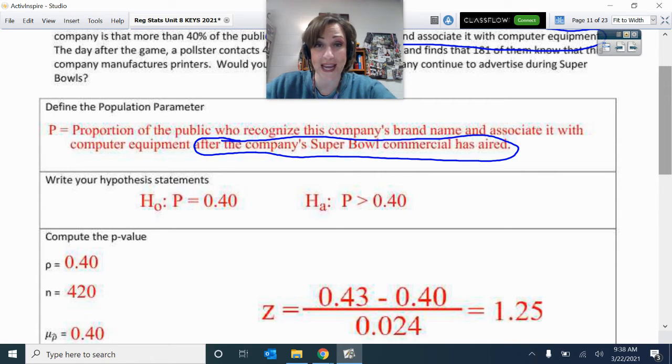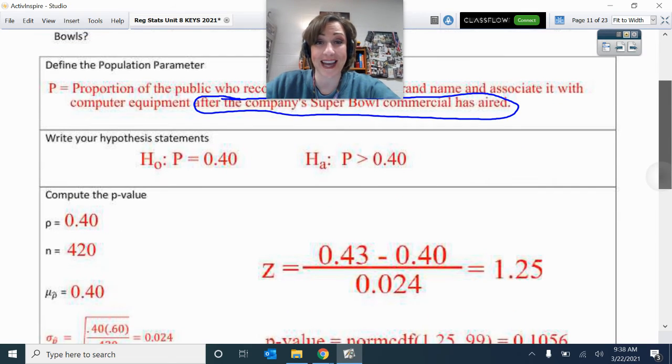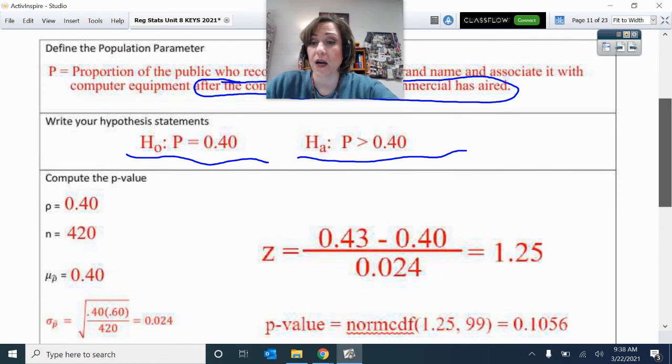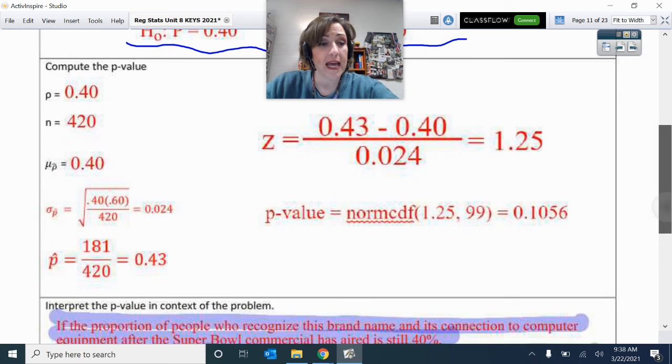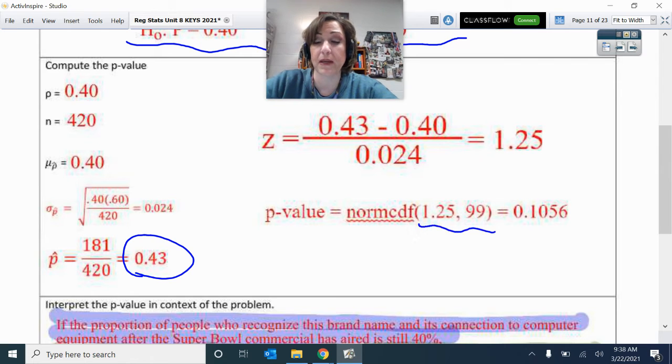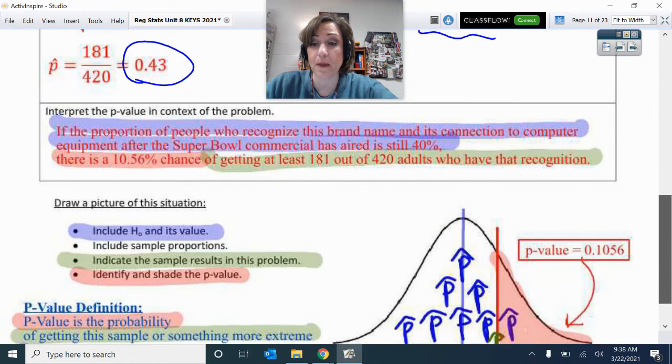So we're going to take that and see what the recognition rate is after the Super Bowl commercials. Is it still at 40% or has it increased? All right, so we get this sample, and it does show a little bit more, 0.43, but is that an unusual sample or is that just sampling variability? So that was 1.25 standard deviations above the mean. I norm CDF above that.